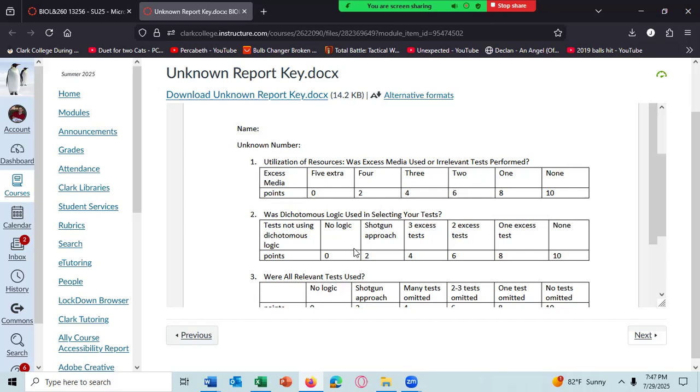Was dichotomous logic used in selecting your test? If there was always dichotomous logic used, then there's no excess test. You only ask for 1 test at a time, you get 10 out of 10. If you have 1 excess test, meaning you're asking for 2 at the same time, you get 8 out of 10. Shotgun approach is where you ask for several different tests all at the same time. You only get 2 out of 10. I've never had this done where no logic was used. You get 0 out of 10.